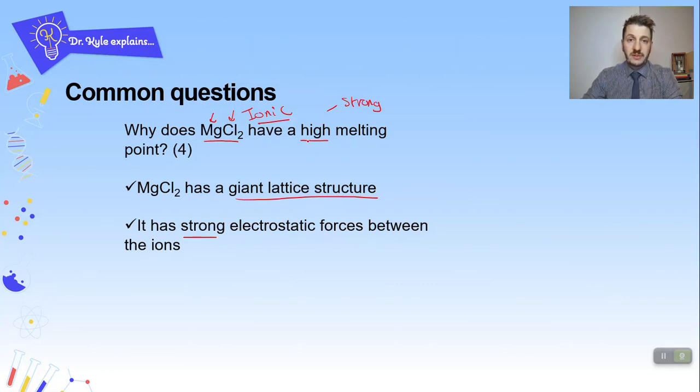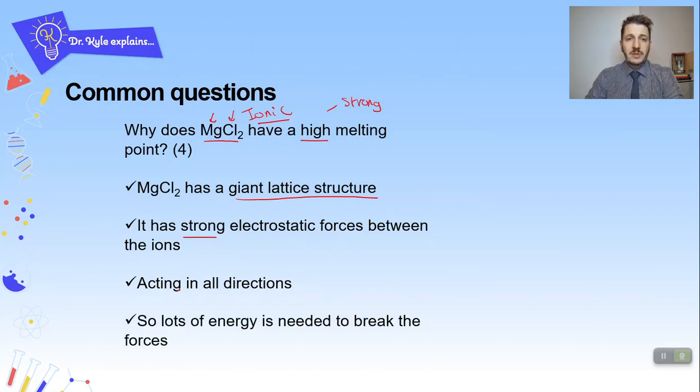And remember, we've seen that it's got a high melting point, so therefore it must have a strong bond. And remember, all ionic bonds have electrostatic forces of attraction between their ions. So we know it's an ionic bond, it must have electrostatic forces of attraction, it's got a high melting point, it must have strong bonds, and because we've already said it's ionic, it has to be a giant lattice structure. So these forces are acting in all directions, and so the last point we would then write is that we need lots of energy to break these bonds.